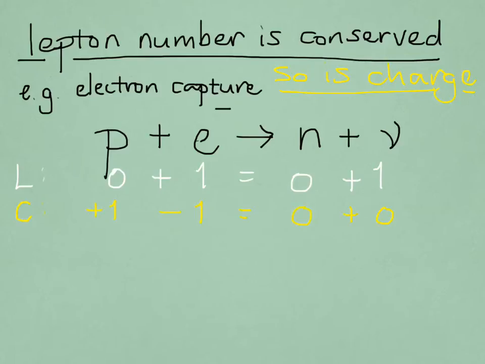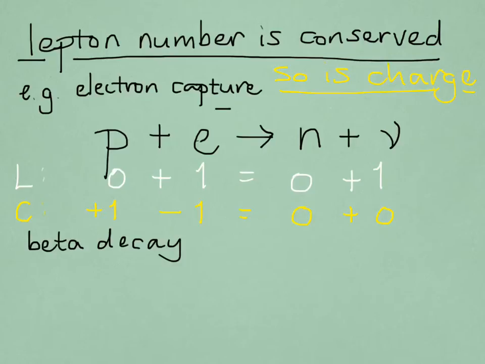Now, if we count up the charge on both sides, a proton has a charge of +1, and an electron has a charge of -1. That makes 0, +1, -1. On this side, we've got a neutron has a charge of 0, and a neutrino has a charge of 0, so that works. Okay, so we know it's a neutrino because it has no charge, and it is a lepton, and it's a normal matter lepton because its lepton number is +1. So that helps us solve the equation.